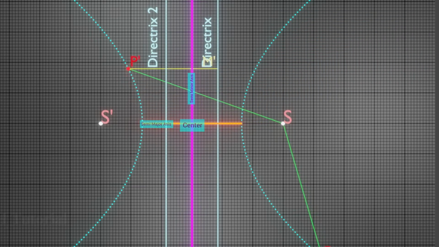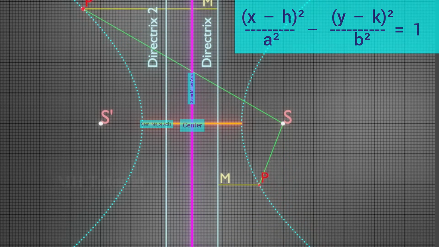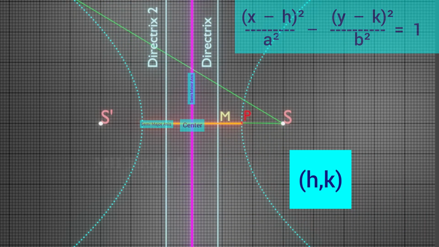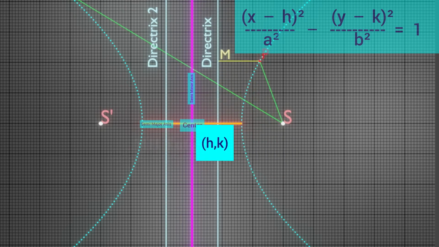In Cartesian coordinate system, general equation for this curve looks something like this. Here, h, k is position of the center of the hyperbola. The numerators, a and b, are the lengths of the semi-major and semi-minor axis, respectively.